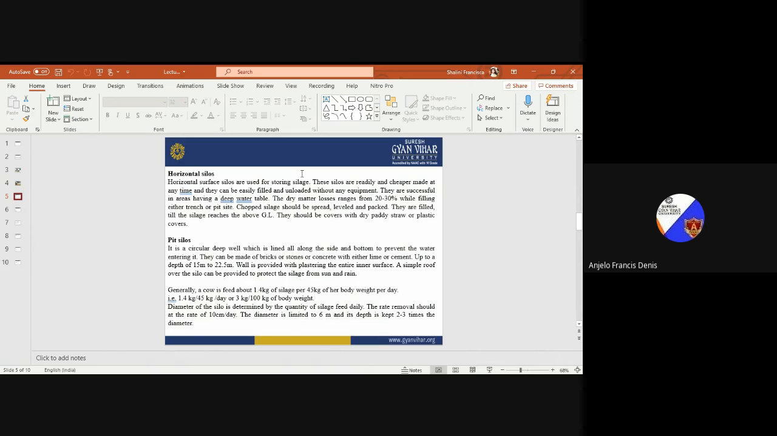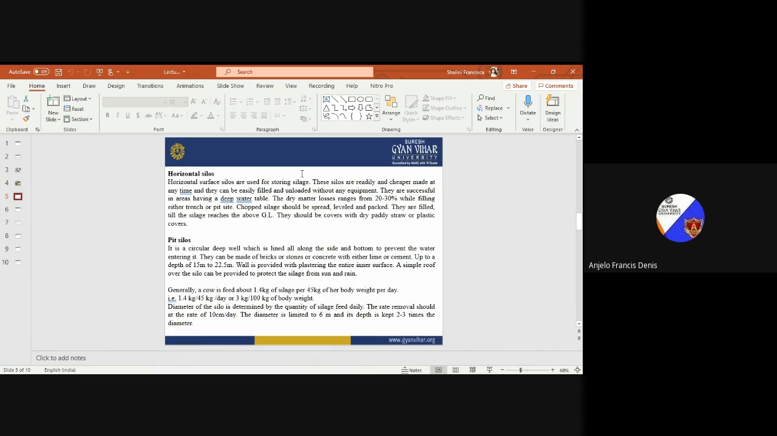Generally a cow is fed about 1.4 kg of silage per 45 kg of her body weight. So accordingly, say for 100 cows, if the weight is approximately 80 kg of body weight, they can be fed 3 kg per day.